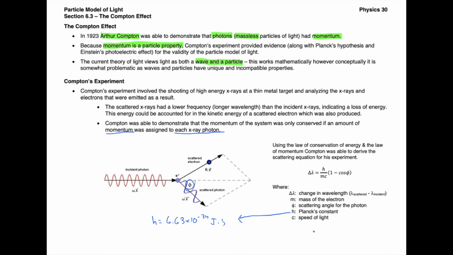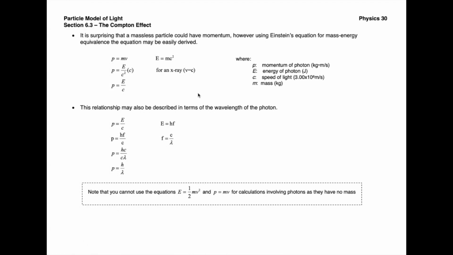That one's on your formula sheet as well. The second equation we look at is for the momentum of those photons. Now obviously we can't use just p equals mv, because those photons are massless, and so that would just give us zero momentum.